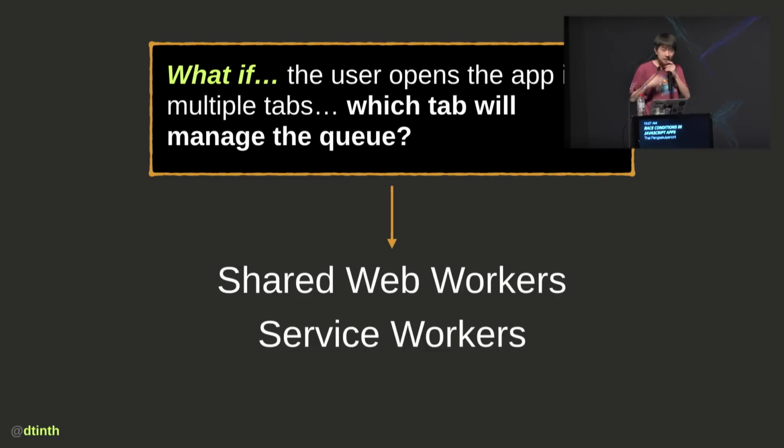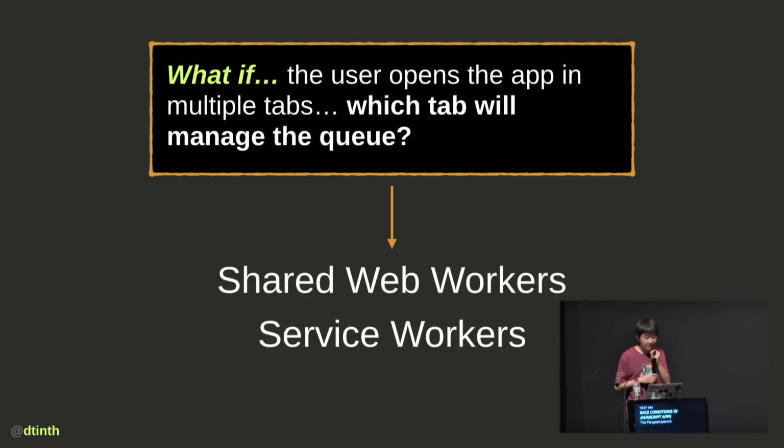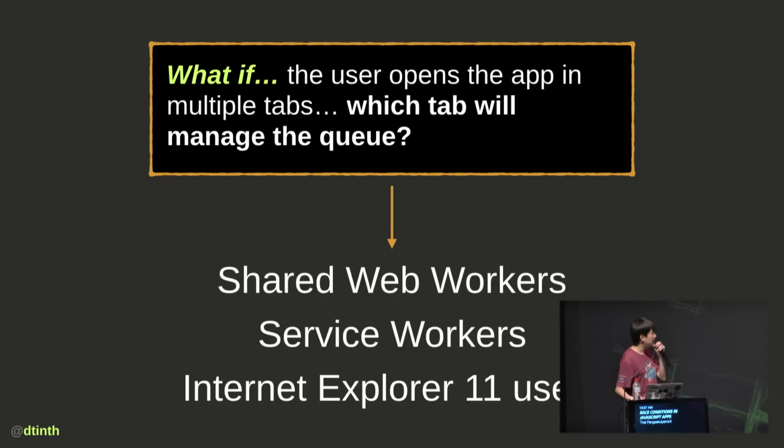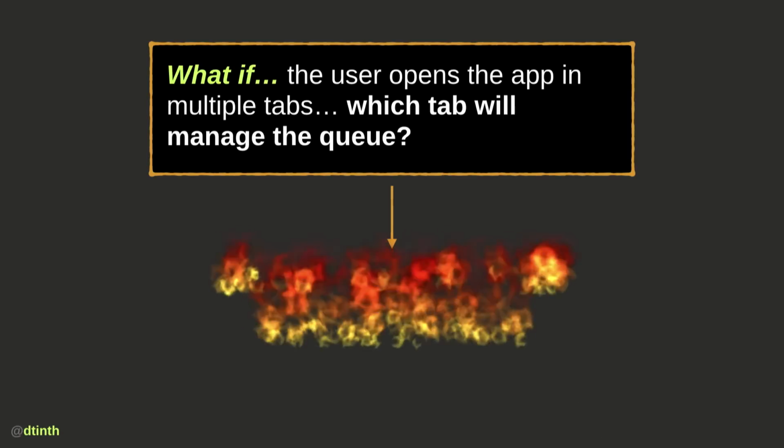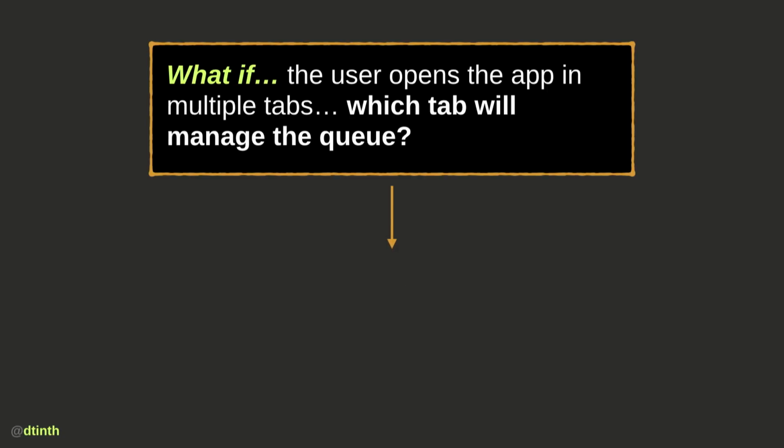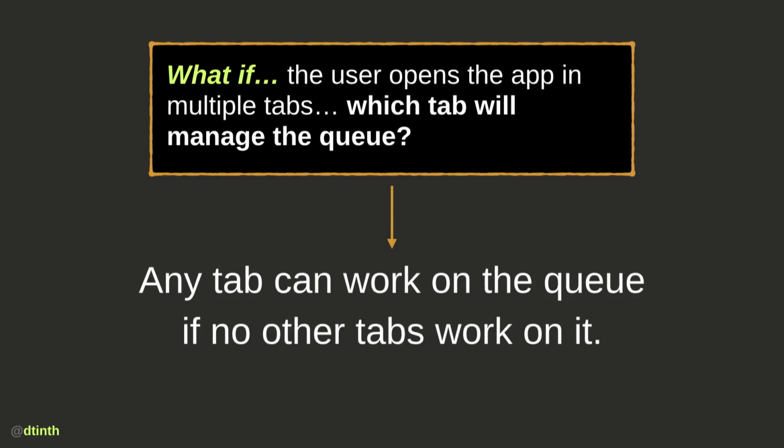So today, with today's web technology, we have shared web workers and also service workers. So we have two things. So maybe we don't need any tab to run it at all. We can just do it in the workers. But today, we also have this. So I guess we cannot use the workers yet. So we have to make it so that any tab can work on the queue if and only if no other tabs work on it.